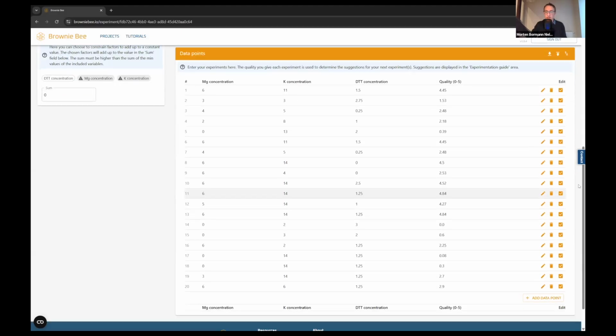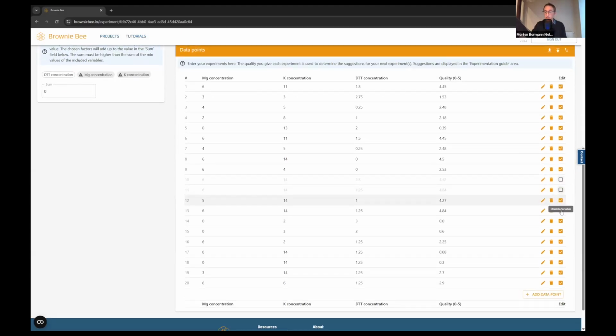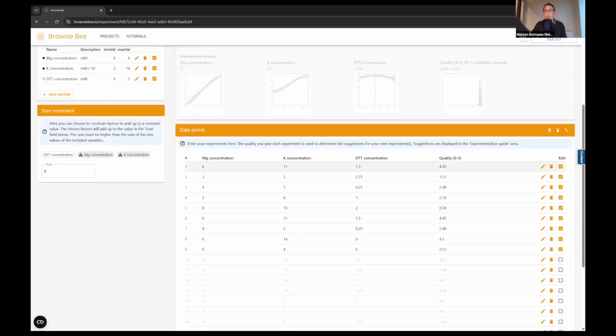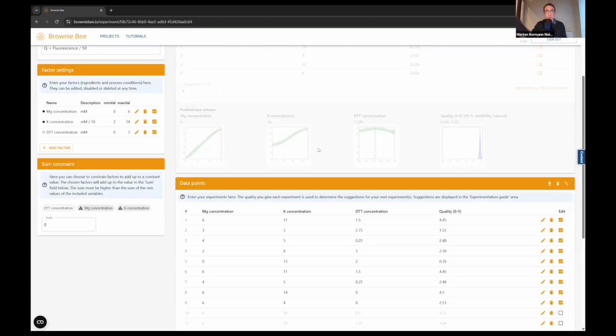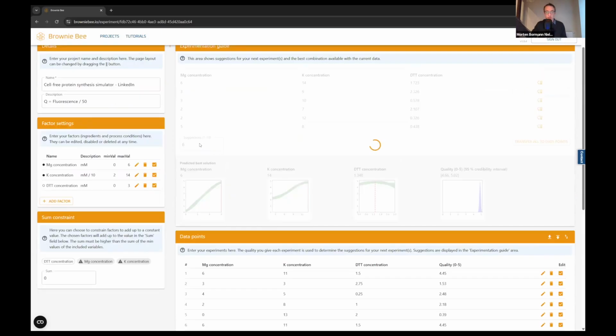When we don't have a lot of data, these uncertainties are going to be really, really big because we don't know the landscape. So I'm just going to click them off to show you what that looks like in the beginning when we don't have a lot of data. It's going to hang a little bit because it calculates six.